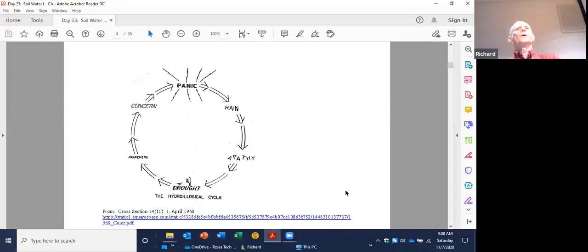But when we run out of the water that we have from this last cycle, then we'll go back into drought. Once we get drought, we need to have an awareness and concern before we get to the panic stage.